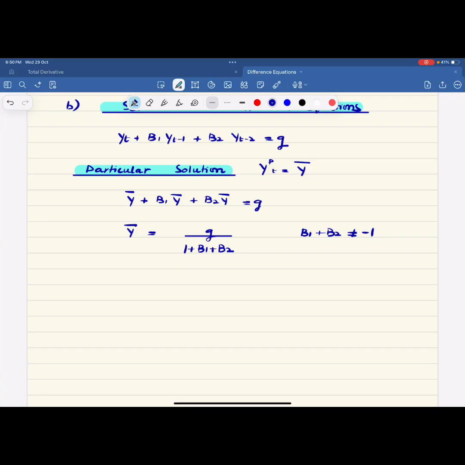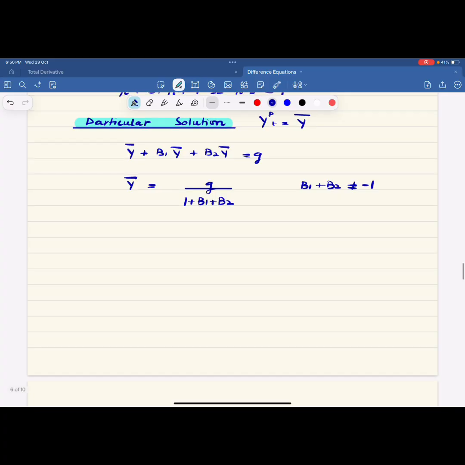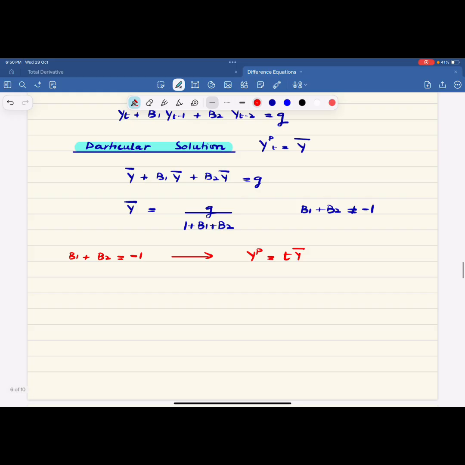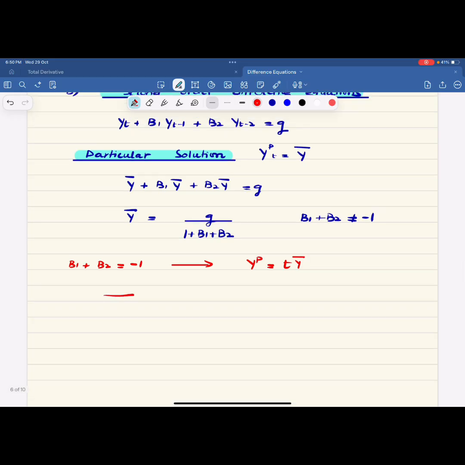Or yeah, because the denominator cannot be equal to 0. Okay, what happens if beta 1 plus beta 2 is equal to minus 1? Then we can say the particular solution is dependent on time, and once we place that in the main equation, we'll get something like this.